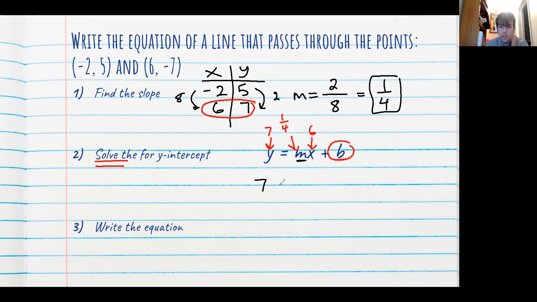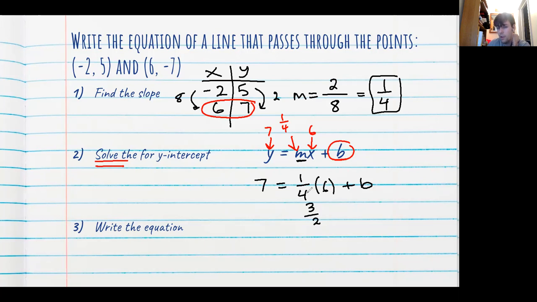So it's 7 equals 1/4 times x plus b. Now I'm going to solve for b. Well, 1/4 times 6, that is going to be 3/2, or 1.5. Some people may prefer that. I'm just going to write it as 3/2 when I multiply those together.